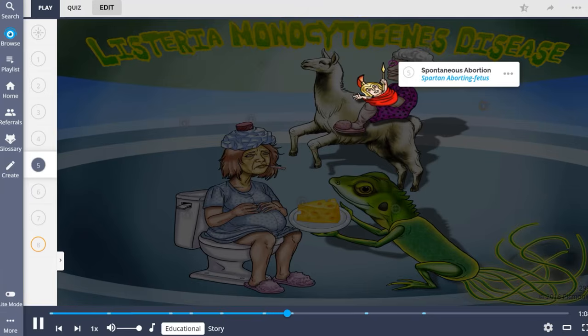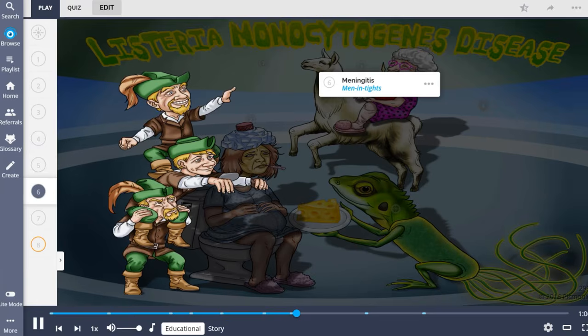If a mother is infected early in pregnancy, spontaneous abortion can occur to the fetus, shown as the Spartan baby. Now, listeriosis affects the central nervous system, and if infants are not aborted in utero, they are at high risk for developing meningitis, the meningitis. An important note is that Listeria is the third most common cause of neonatal meningitis, as the infants are exposed to the bacteria during transvaginal delivery.